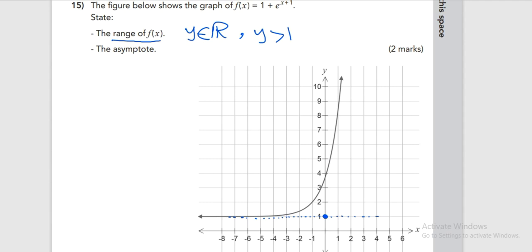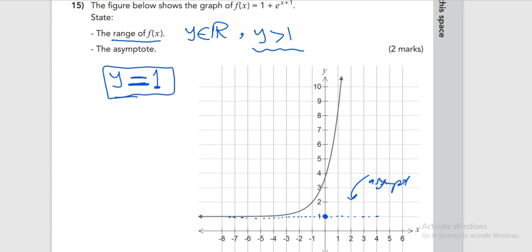The asymptote. Here, this line is the asymptote, the line in which we start the range of values. The asymptote here is y equal 1. Here the range starts from 1 or more than 1 and the asymptote is at 1. But in the range we used the symbol bigger than. In the asymptote we used the symbol equals, because it's an equation. Asymptote is a line and we write the equation of a line.